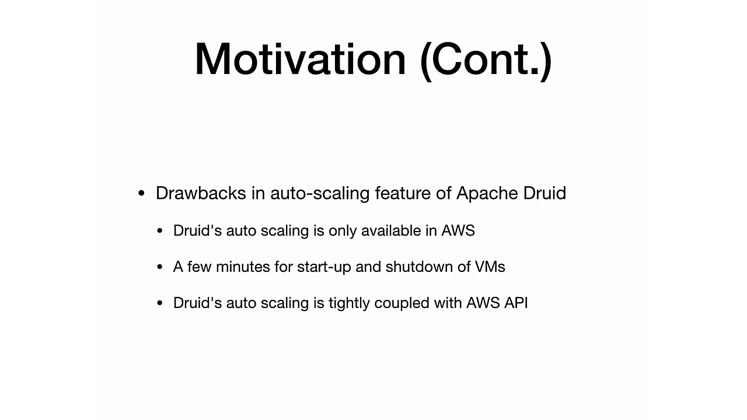First of all, Druid's autoscaling is only available in AWS. What I mean is that my company did not rely on the feature because we had to use our own premises. Besides, we also have a plan to provide our solution on public clouds, such as AWS, Azure, and GKE. But the feature is not possible on other public clouds except for AWS.